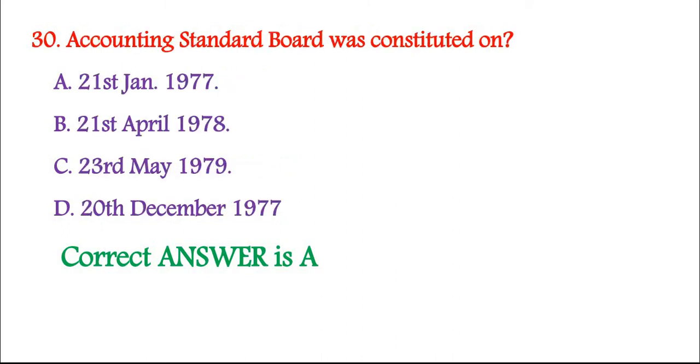30. Accounting Standard Board was constituted on: A. January 21, 1977. B. April 21, 1978. C. May 23, 1979. D. December 20, 1977. Correct answer is A.